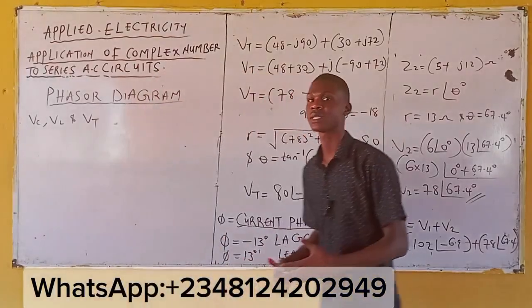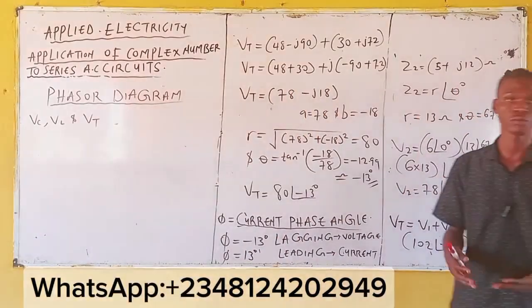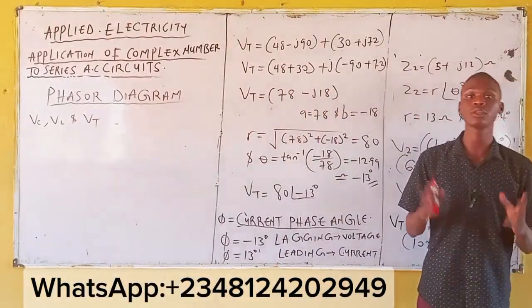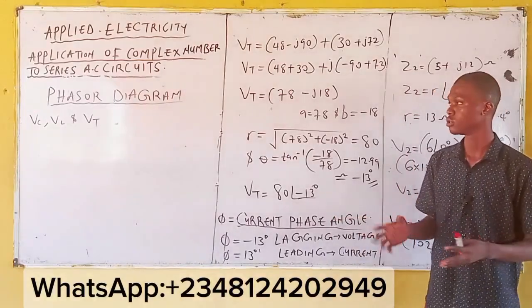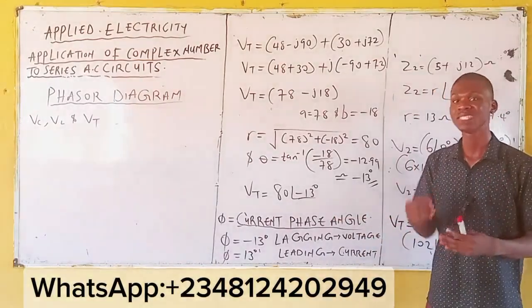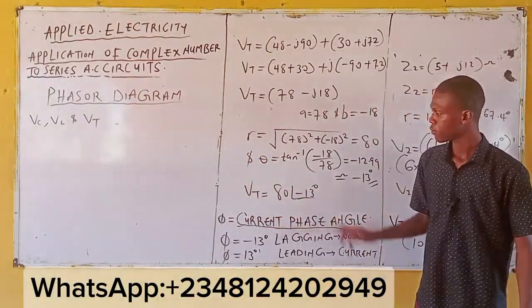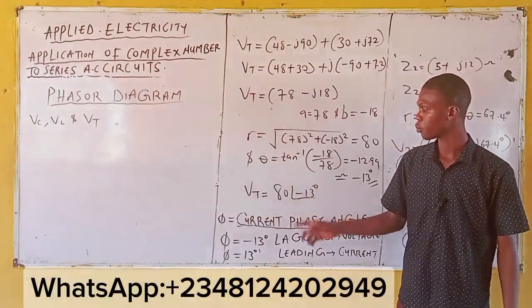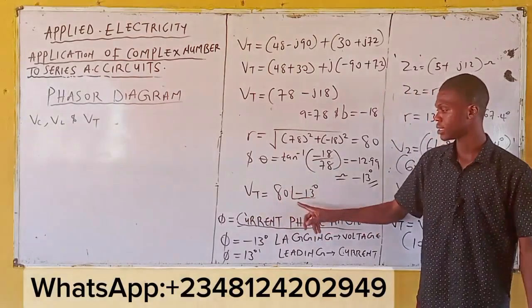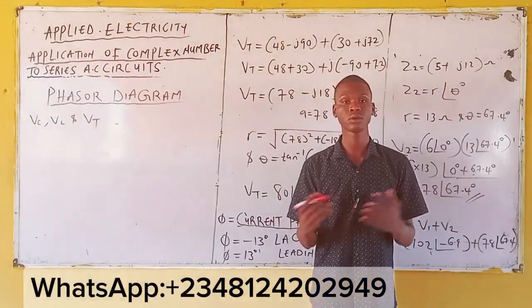Now, the next question says to find the current phase angle and draw the Phasor diagram. How it works is that your current phase angle, given any question, depends on your total voltage. Now observe, from the polar form of your total voltage supply, we have 80 at negative 13 degrees, meaning the angle is 13 degrees. This is how you go about it.